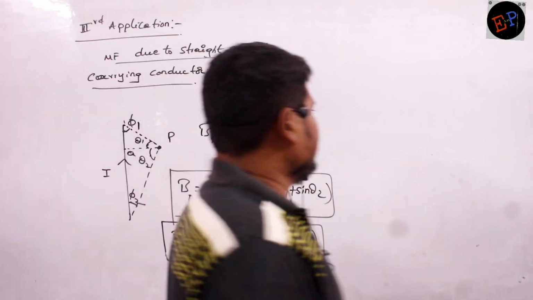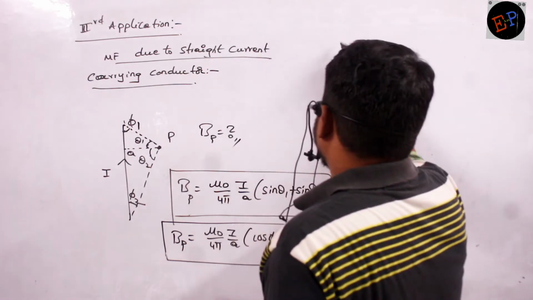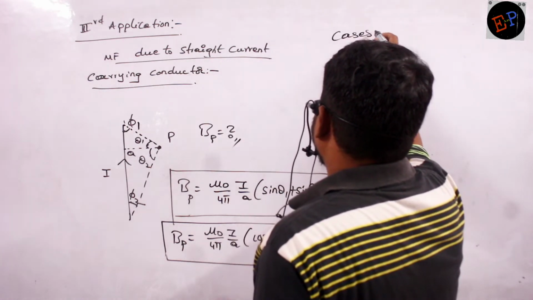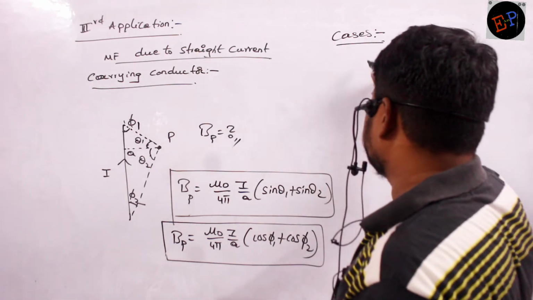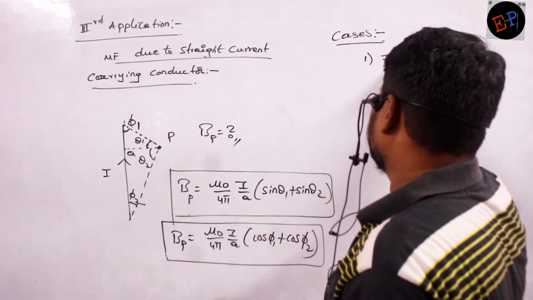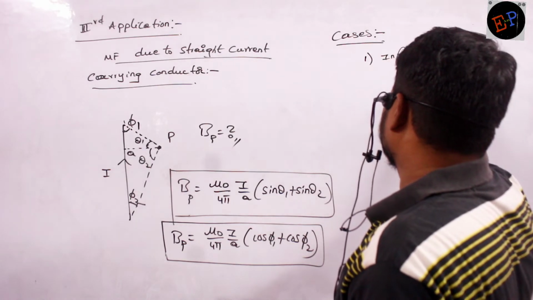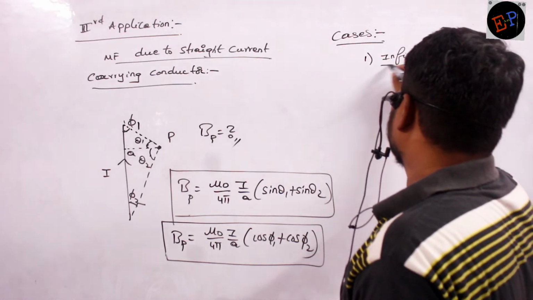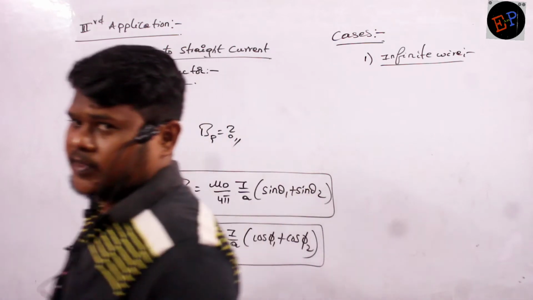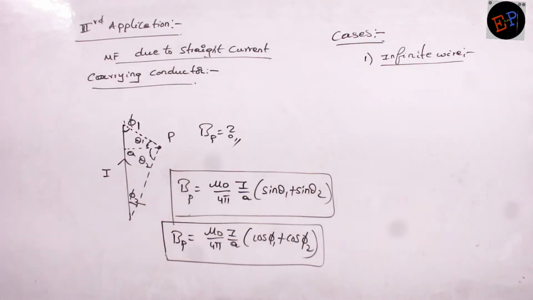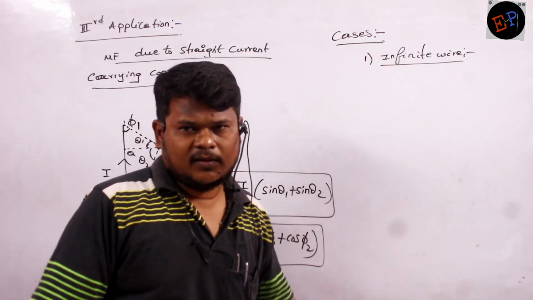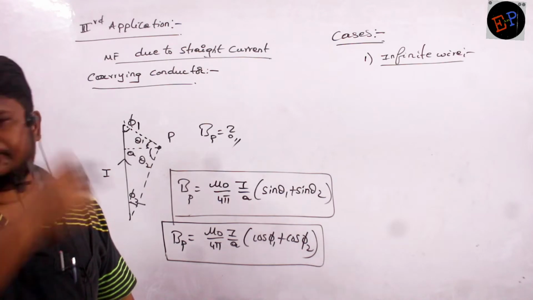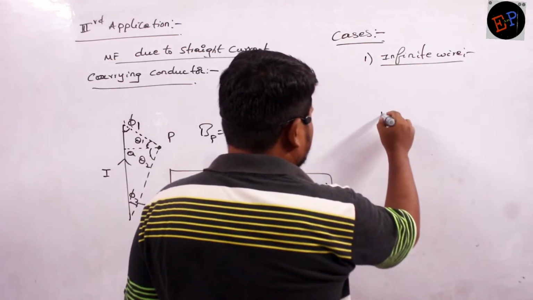Okay. Now we write some cases in the same current carrying conductor. Clear now? First case is infinite wire. What is meant by infinite wire? Length of the wire is very large. So if the length of the wire is very large, how can I calculate the magnetic field because of that wire? So this is an infinite wire.